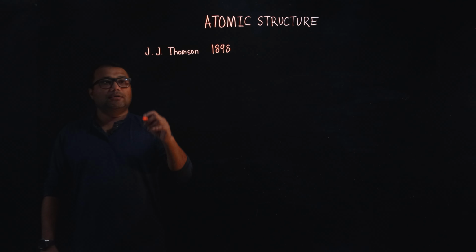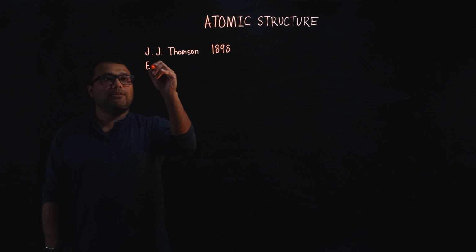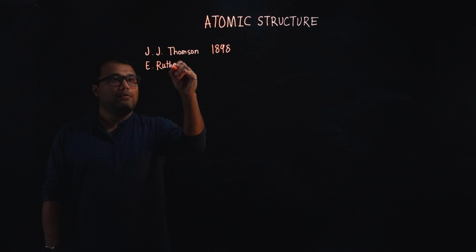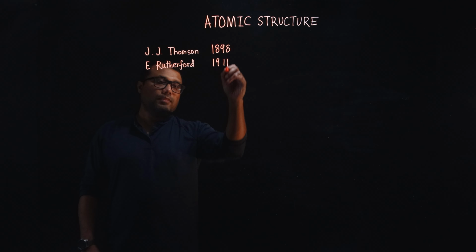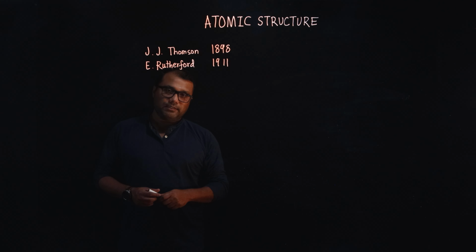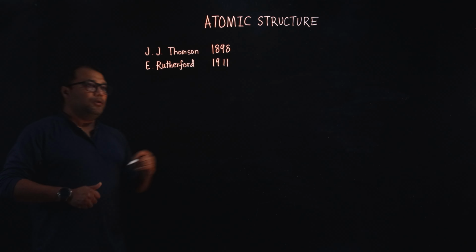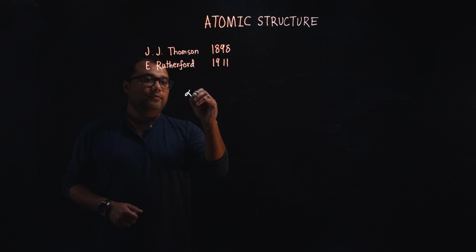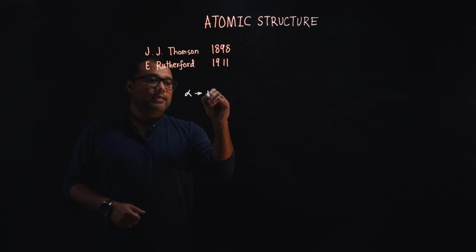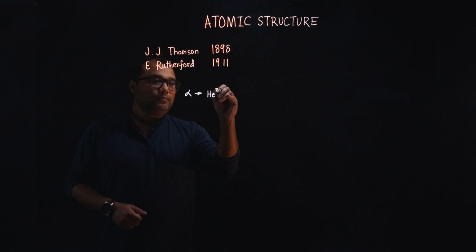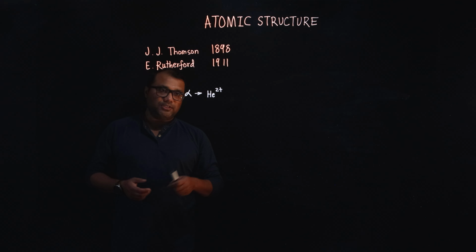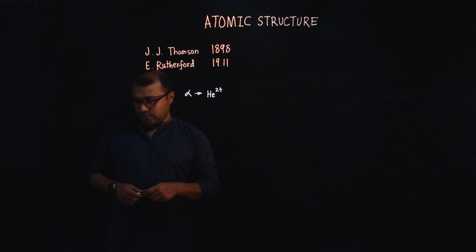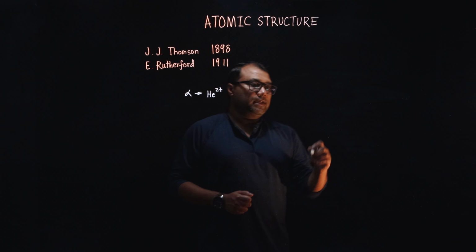Few years later, a gentleman named Ernest Rutherford, he did an experiment in 1911 where he bombarded some alpha particles onto a thin gold foil. What are alpha particles? Alpha particles are helium ions, okay, and these were obviously very heavy, positively charged, and very fast, okay. So the setup was something like this.